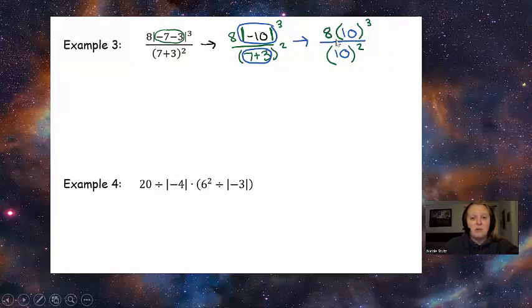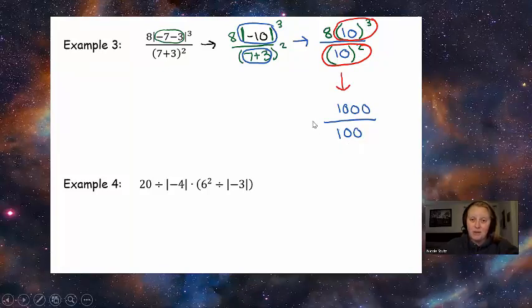I had to put parentheses around the 10 because there was nothing separating the 10 from the 8. Otherwise, I would not have drawn them. Since we have exponents on the top and the bottom, we'll go ahead and take care of both of them. 10 to the third is 1,000, and 10 squared is 100. And I have to copy the 8, and I still need my parentheses here because there's nothing separating the 1,000 from the 8, but I do not need parentheses around my 100.